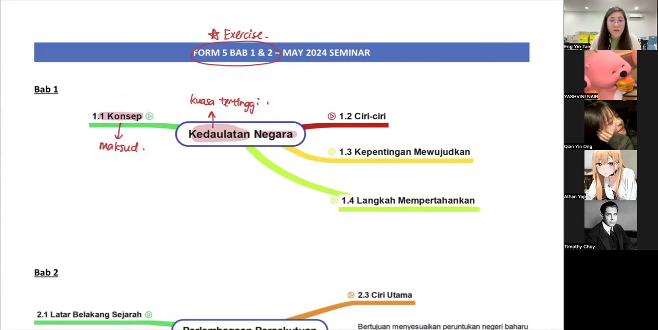You need to know this concept, this power. When we talk about the power, what does it mean? What does this idea talk about? It is referring to the maksud. So you see, 1.1 is talking about the maksud. You need to know what the maksud is in BM, in Arabic, in English, and in Yunani, the Greek.